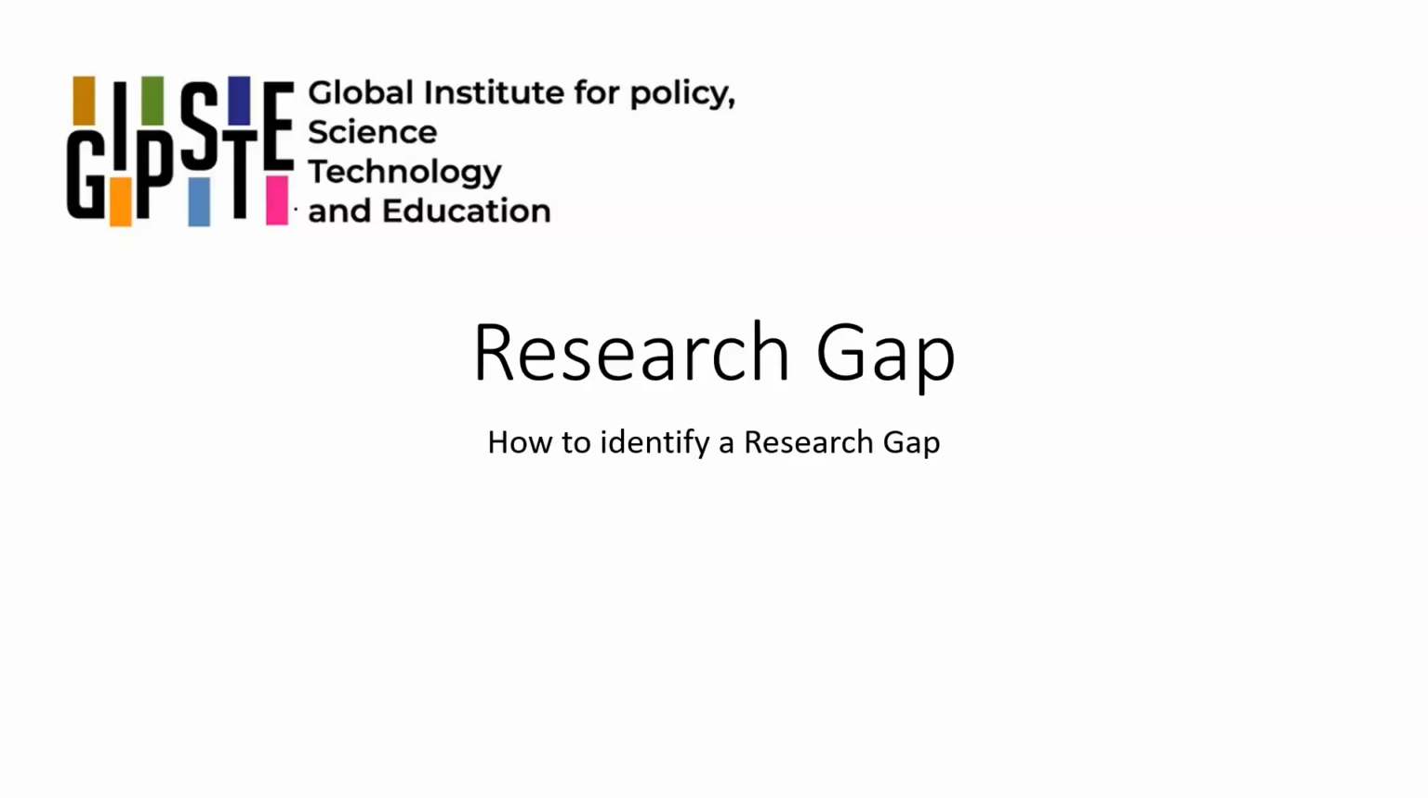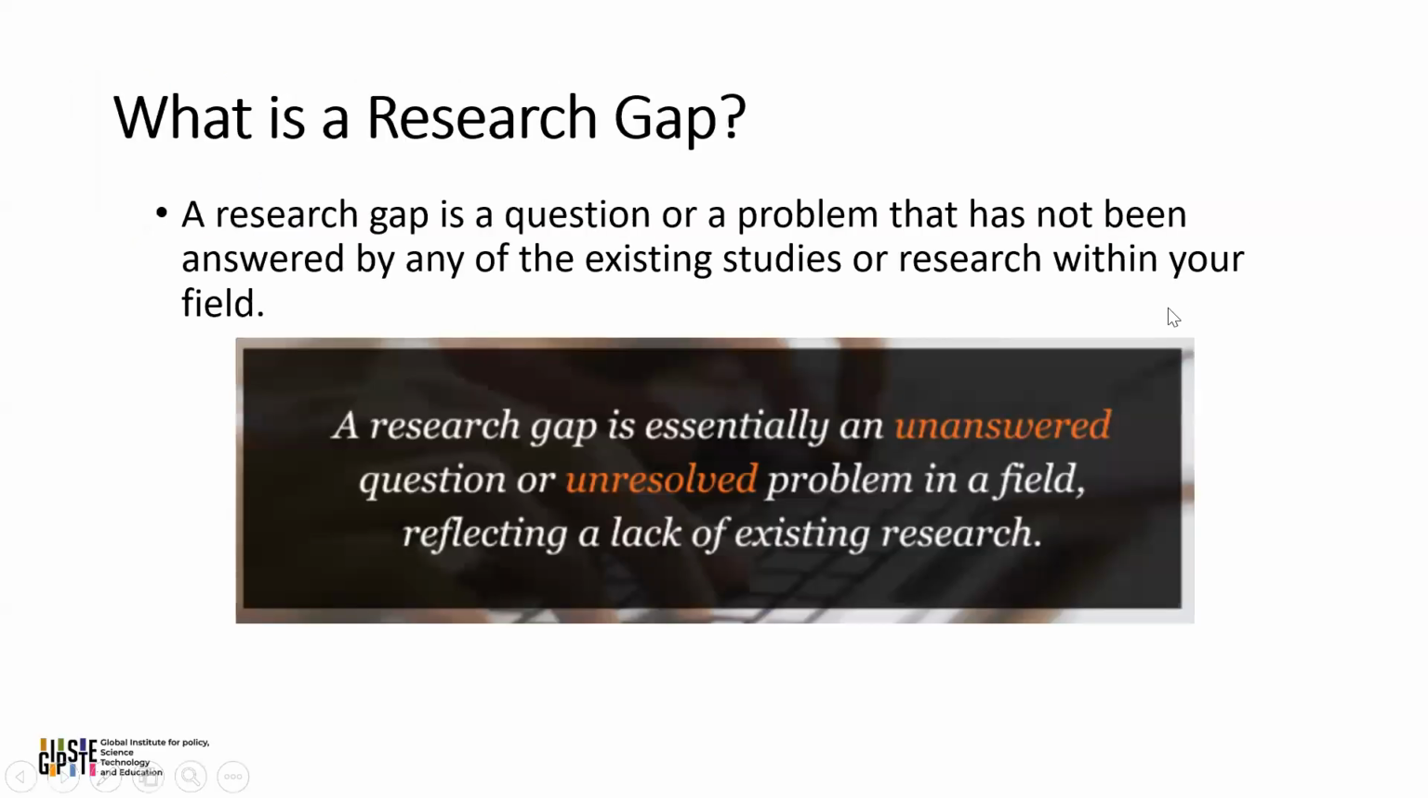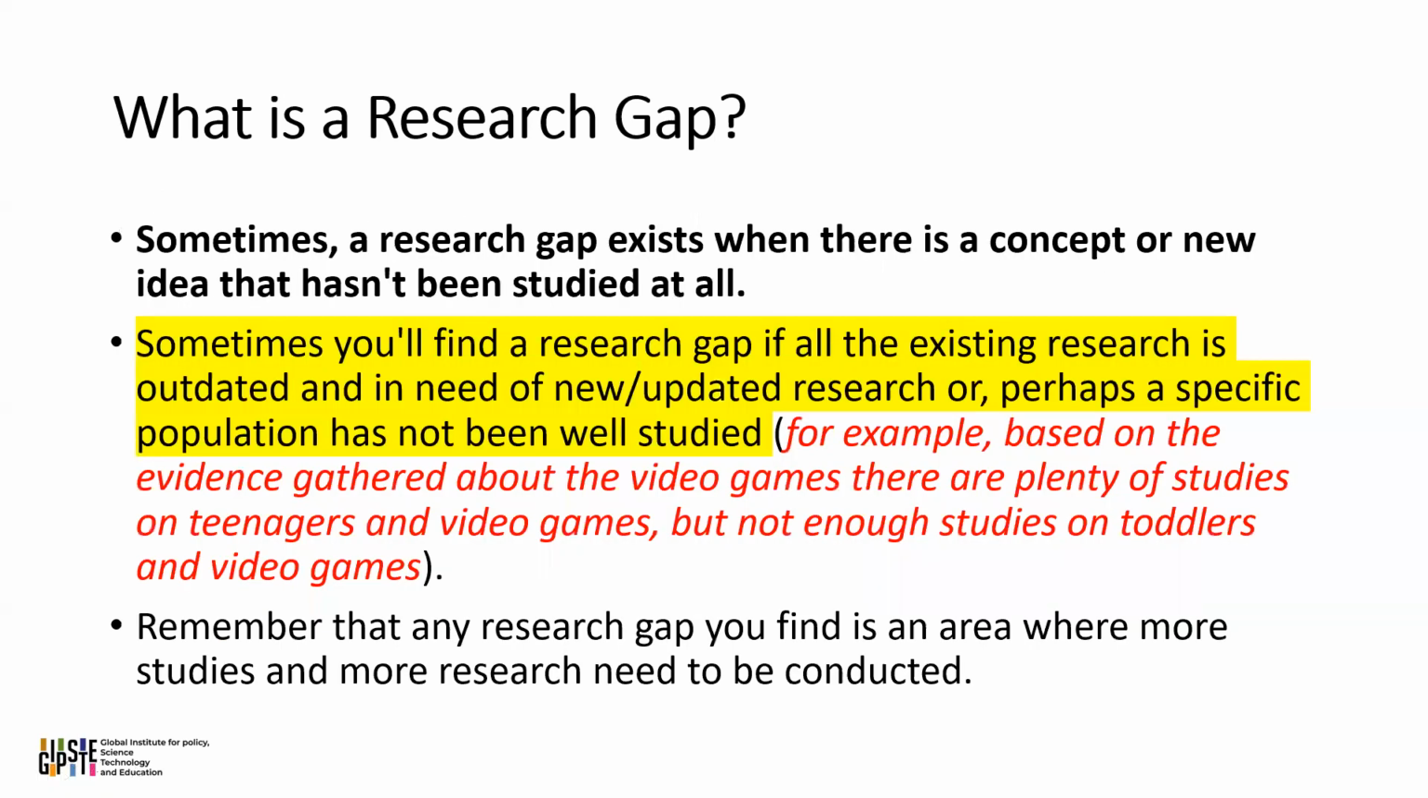One, what is a research gap? A research gap is a question or a problem that has not been answered by any of the existing studies, or maybe a research within your field. In summary, a research gap is essentially an unanswered question or unresolved problem in the field of study, reflecting the lack of existing literature. So that is what a research gap is about.